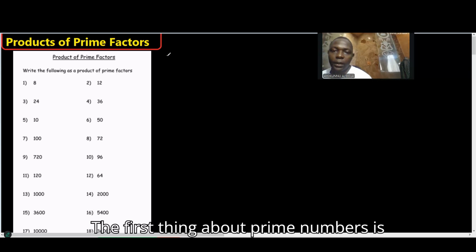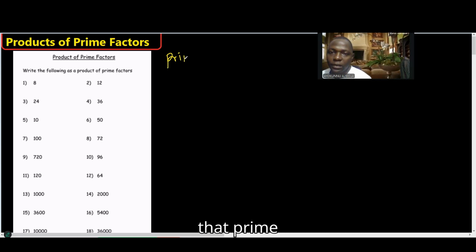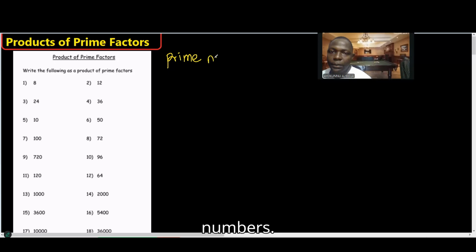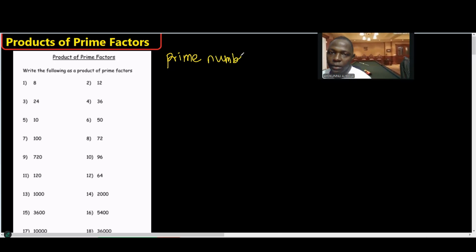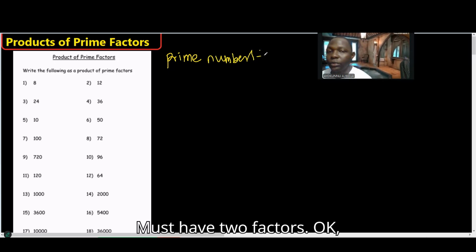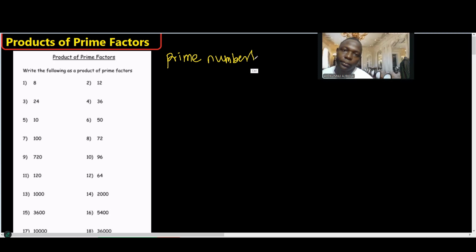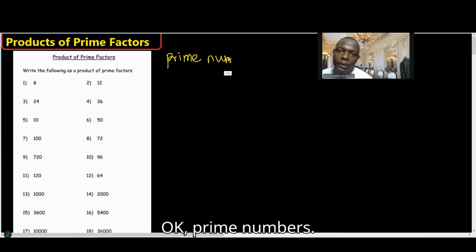The first thing about prime numbers is that prime numbers must have two factors, okay? Prime numbers.